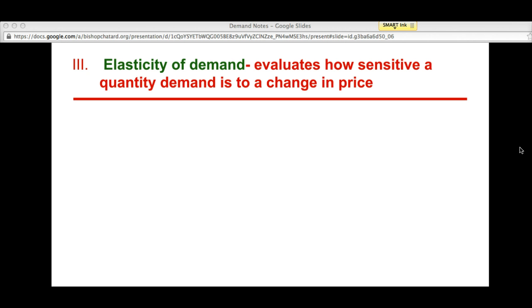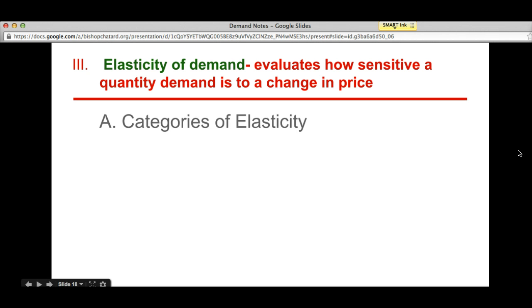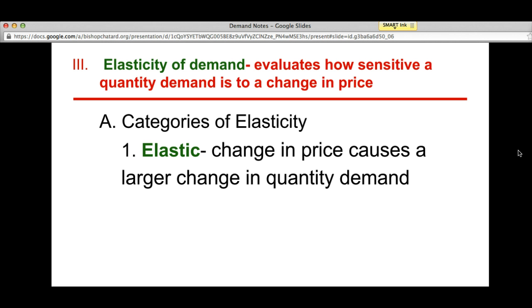So first of all, we have to talk about categories of elasticity. There are 3 categories of elasticity. The first category is what we call elastic. And yes, it is in bold, it is in green, that means it is a term and it will more than likely show up in the matching section of your quiz next week.